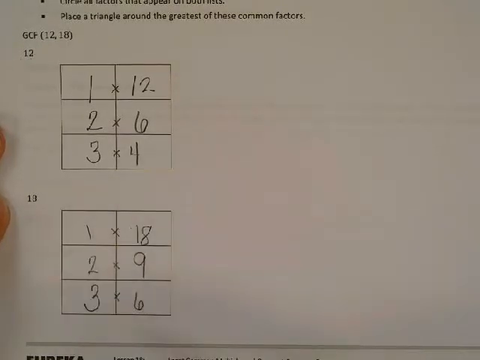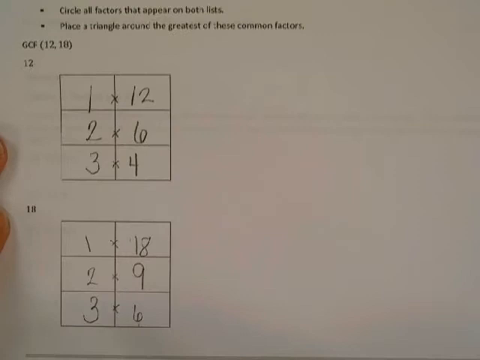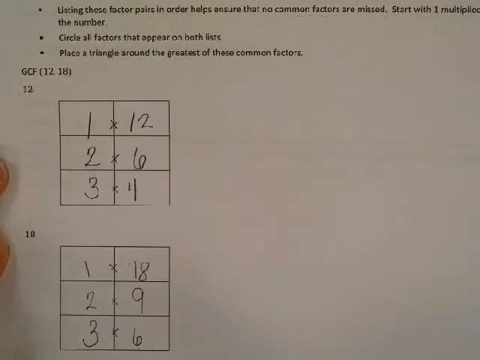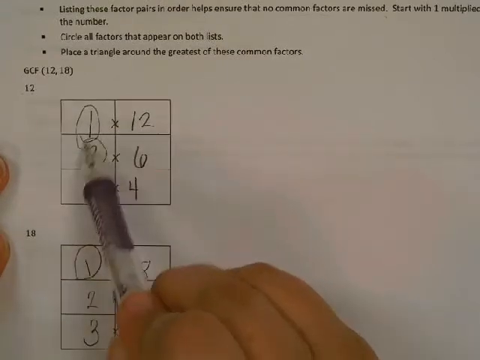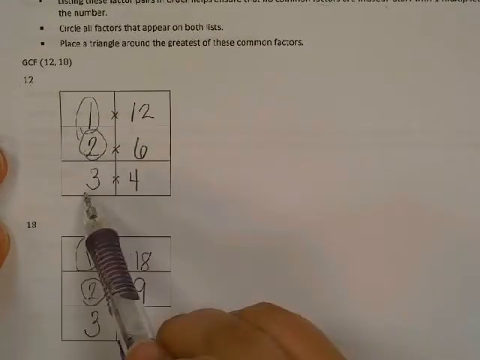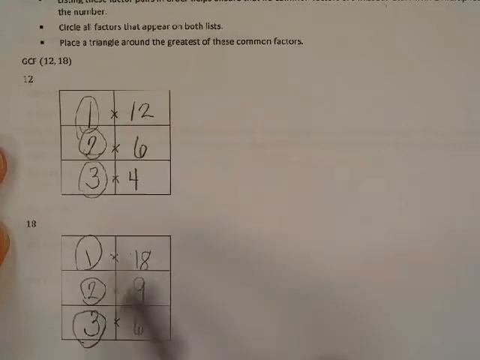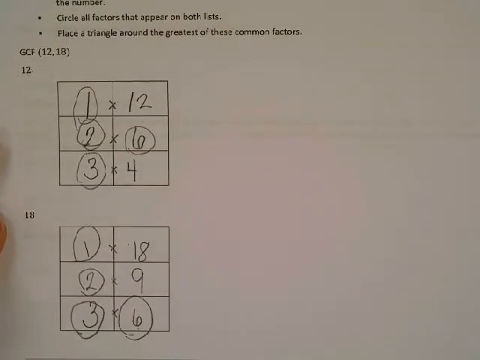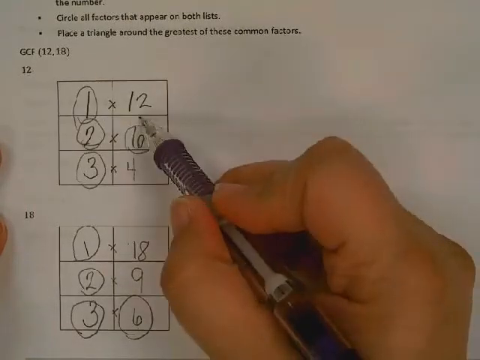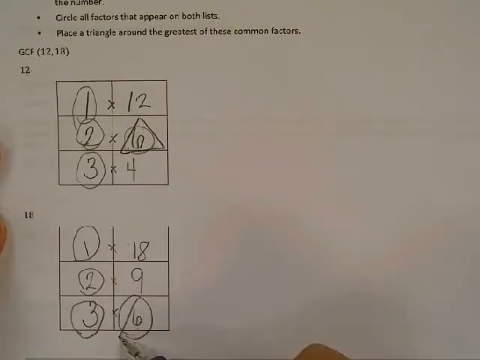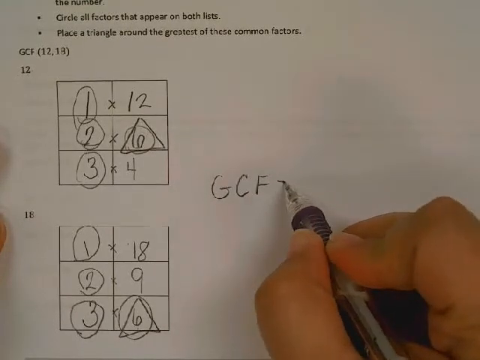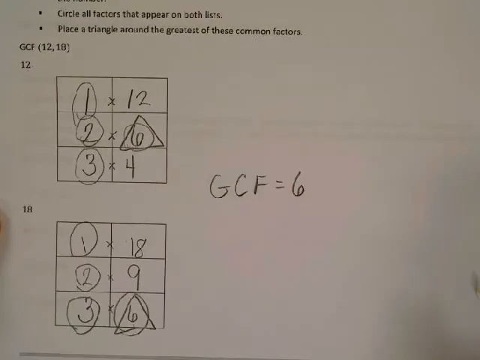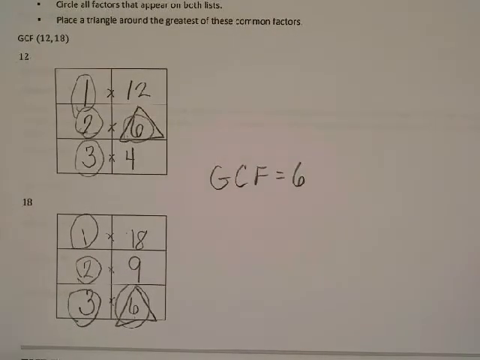Now I'm going to circle all of these according to my directions that appear in both. So I circle the 1, the 2, the 3, the 6. And then it says put a triangle around the greatest. So the GCF is 6. 6 is the greatest common factor of 12 and 18.